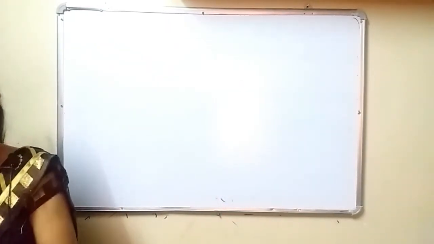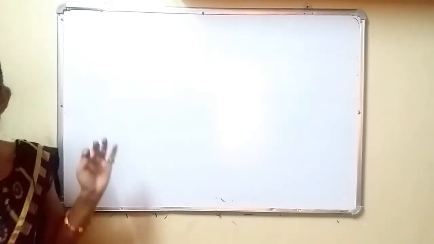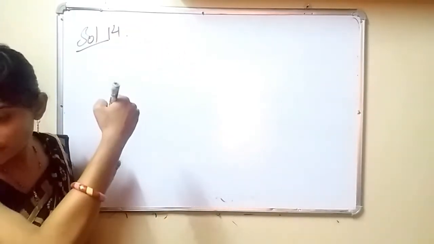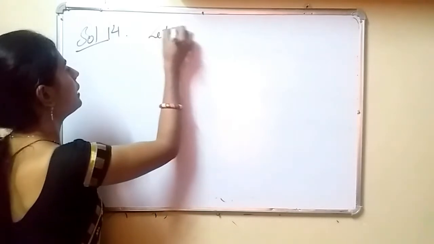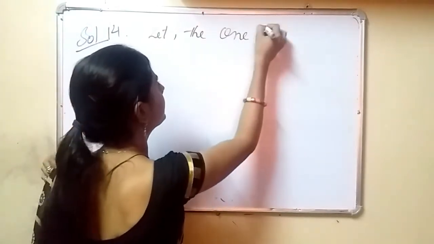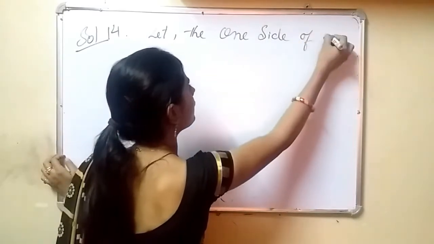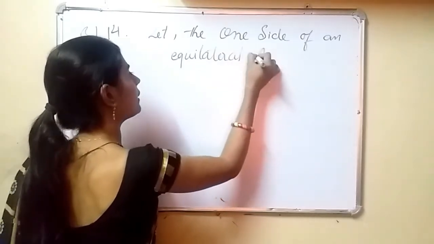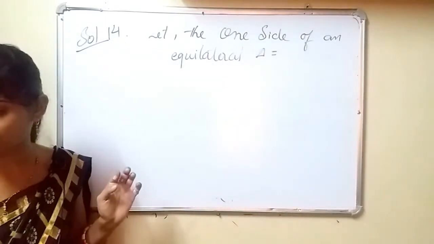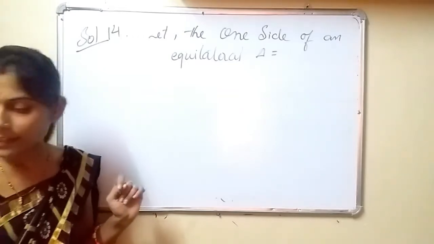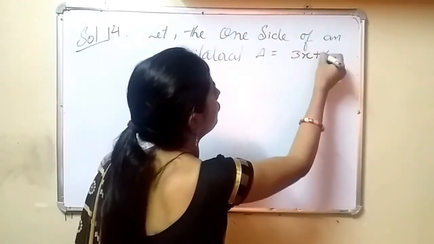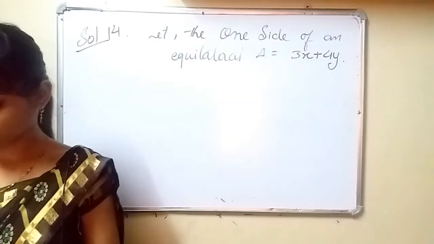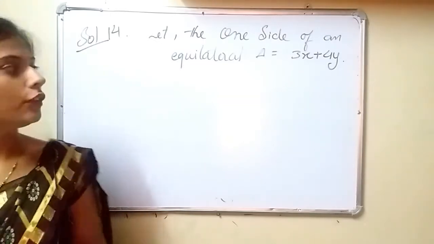One side of an equilateral triangle is 3x plus 4y meters. Find its perimeter. Solution number 14. Let one side of an equilateral triangle be what is given: 3x plus 4y. Okay, now what you have to find is the perimeter of an equilateral triangle.